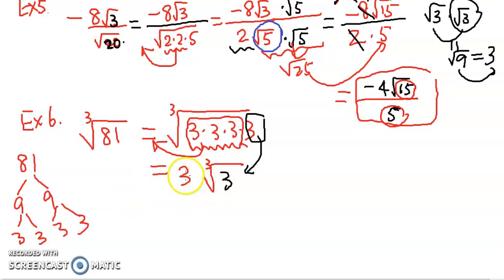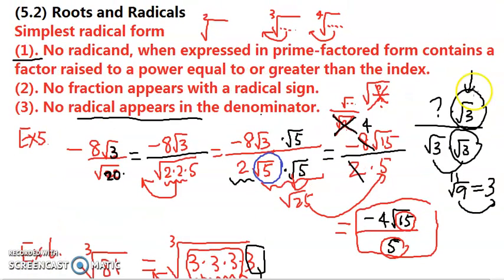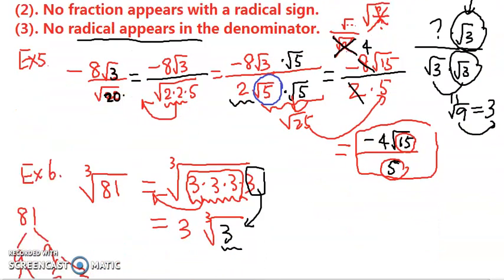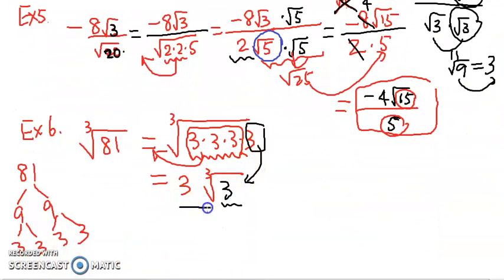And this also meets the requirements. If the index is 3, you cannot have 3 copies of anything, and 3 is a single copy. And we don't have any fractions, so we don't have to worry about rule number 2 or number 3. All right, so that's the simplest form.